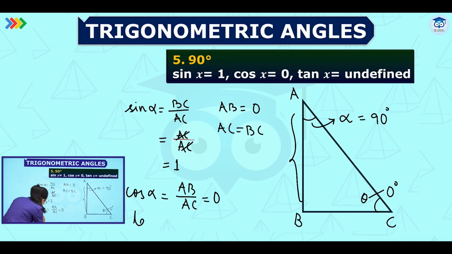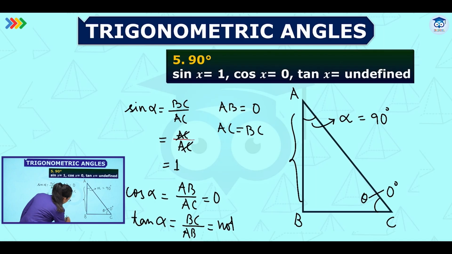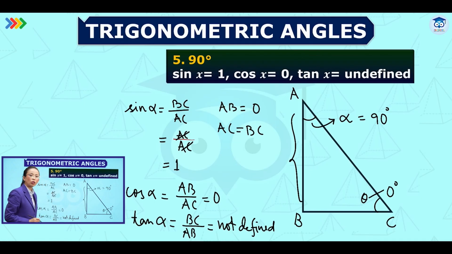For tan alpha, that is opposite upon adjacent, BC upon AB. Since AB is 0, the denominator becomes 0, so therefore it is not defined. The value of tan 90 is not defined. For cosec alpha, the reciprocal of this, it becomes 1 only. But when we define sec alpha, the reciprocal of this, again it's not defined because 0 will be in the denominator. And when we define cot, it will be 0.